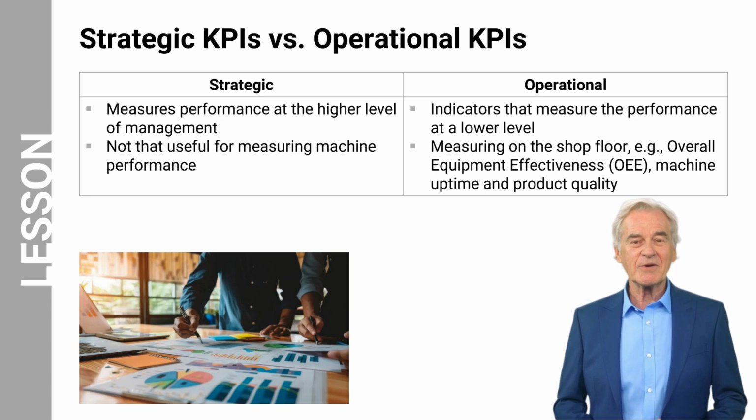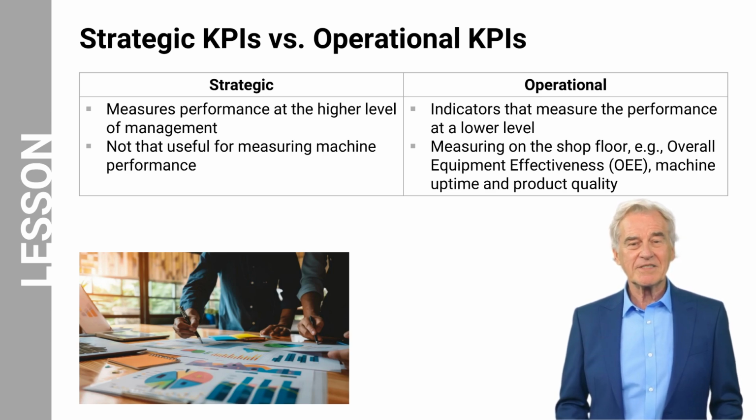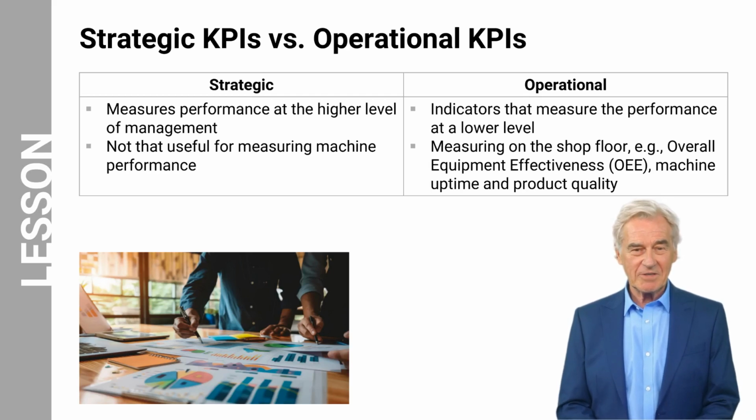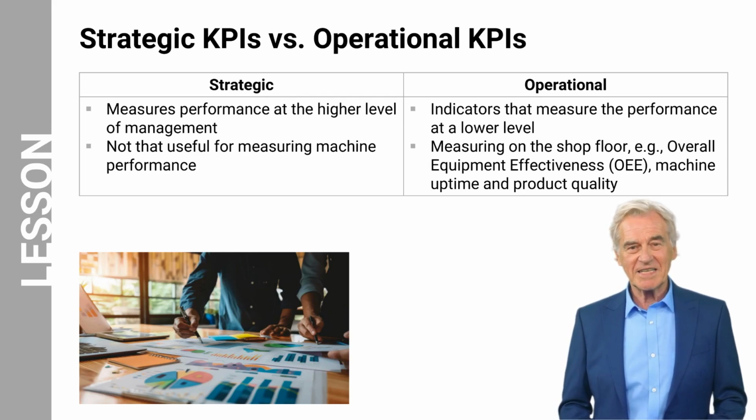Strategic KPIs focus on measuring performance at a higher level of management and are aligned with long-term organizational goals. These KPIs provide insights into the overall direction and success of the business but are less useful for assessing machine-specific performance. On the other hand, operational KPIs are used to measure performance at a lower level, typically on the shop floor, and focus on day-to-day activities. These KPIs track the efficiency and effectiveness of specific processes and machines.